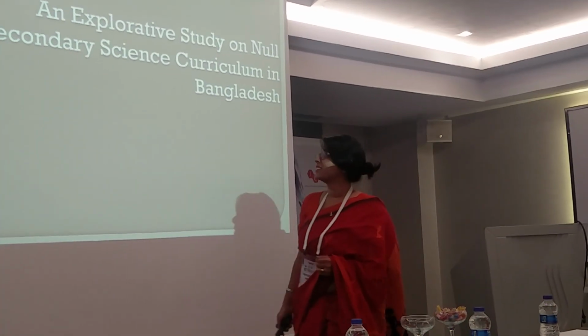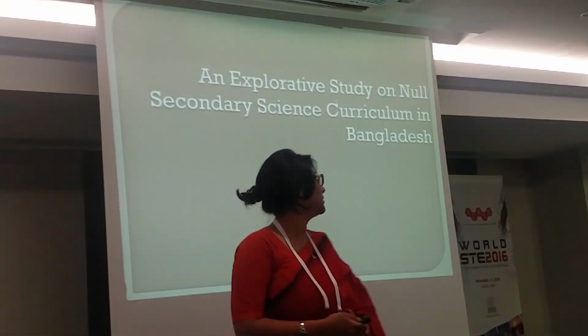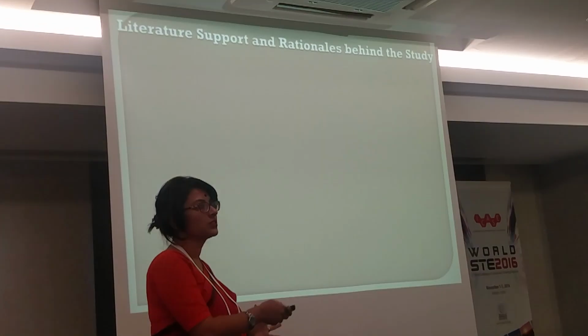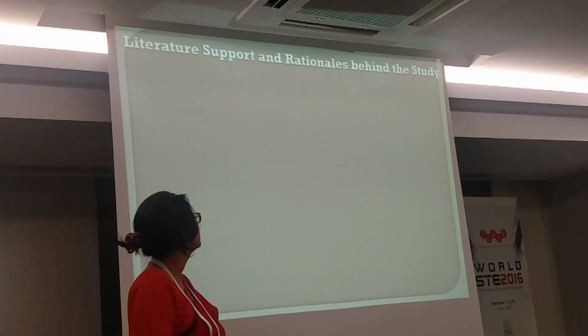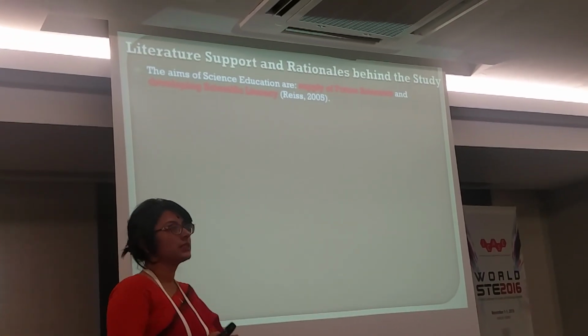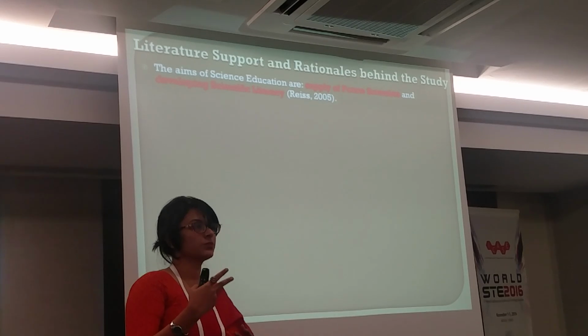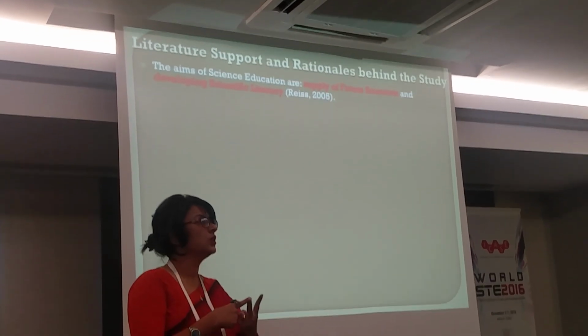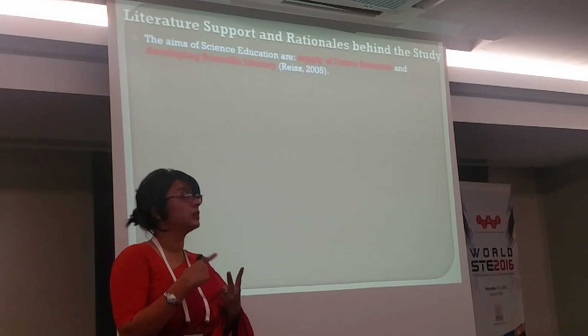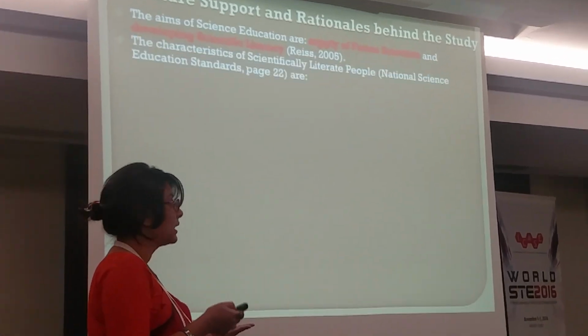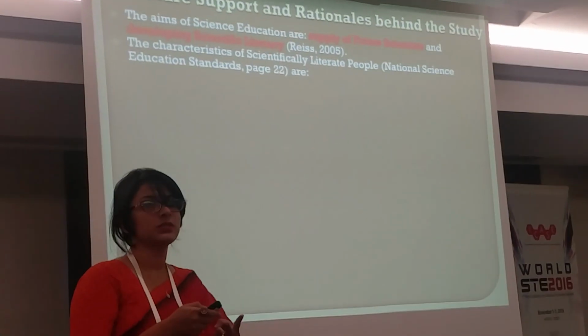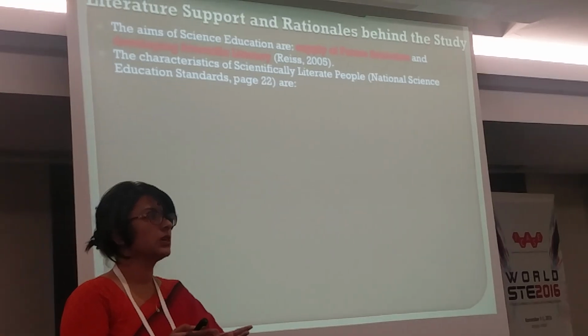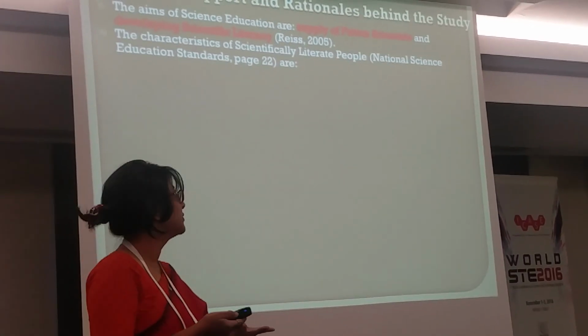Basically, this is on the null curriculum. I'm going through the literature that supports what I need to study. Basically, science education has two major goals: one, to make science professionals, and two, to make a scientifically literate citizenry. If we go to the scientifically literate citizenry, there are some indicators which show that people are scientifically literate.